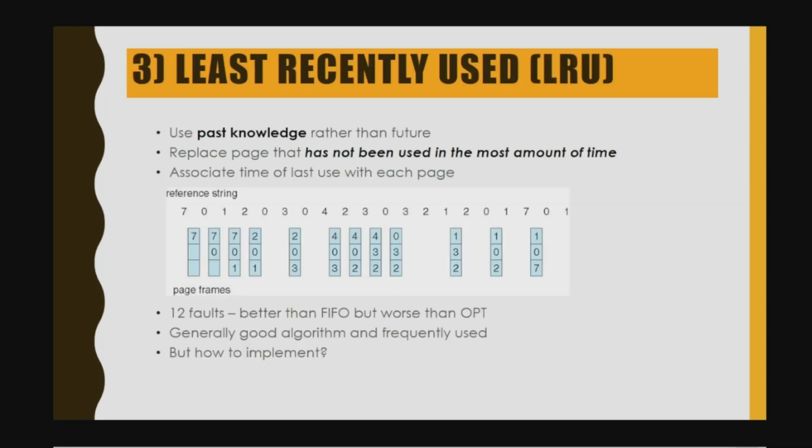Number 3 is least recently used, LRU. At this part you should know the type of algorithm: least recently used uses past knowledge, while Belady's optimal uses the future. So we replace the page that has not been used for the longest amount of time, and associate the time of last use with each page. We still use the same reference string here. It gives 12 faults, better than FIFO but worse than optimal.